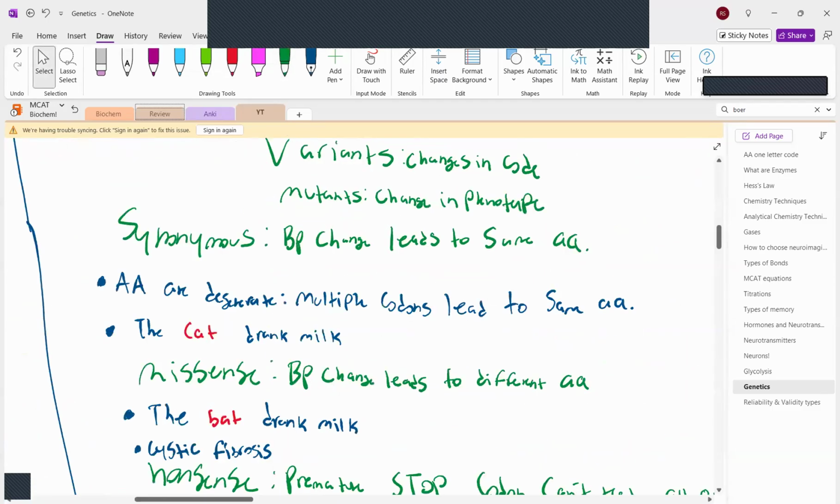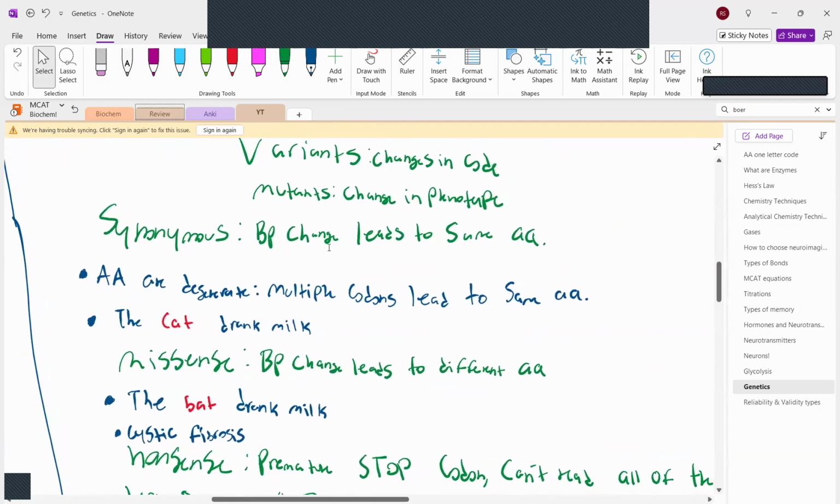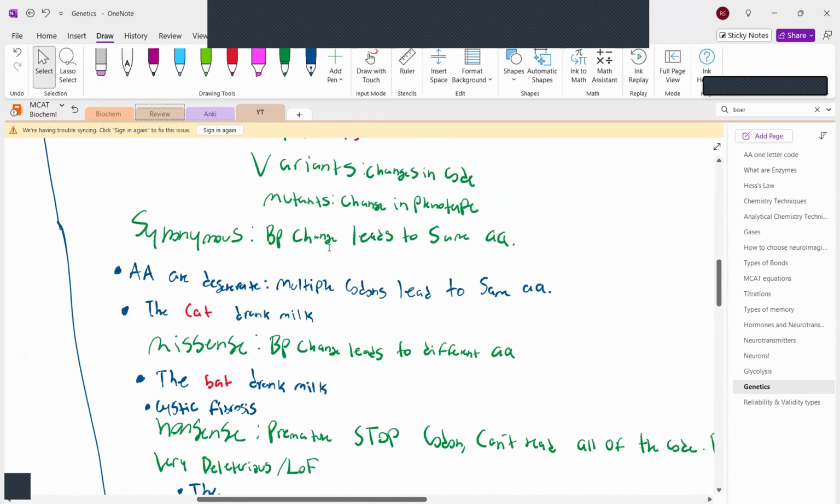Okay. So let's get into the different variants that you can see inside of your body. So there's synonymous variants. That's when your base pairs change, leading to the same amino acid. So for example, going back to that adenine to guanine change, how can that lead to the same amino acid? Amino acids are degenerate. So multiple codons can lead to the same amino acid.